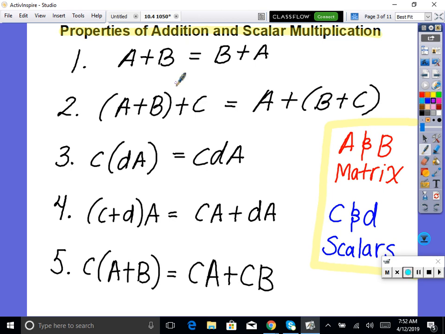But that's only true because it's addition. If this was a multiplication sign, this would be different. So just keep that in mind. If it's all addition, the parentheses don't really mean anything.